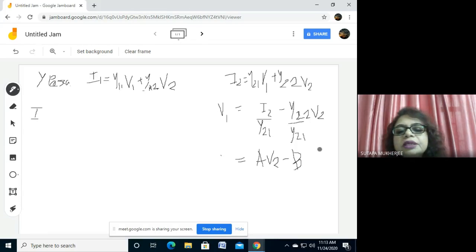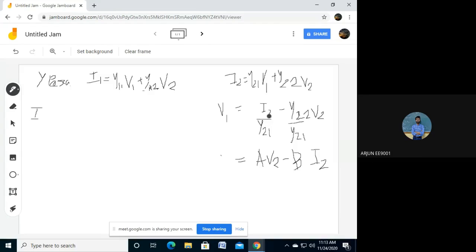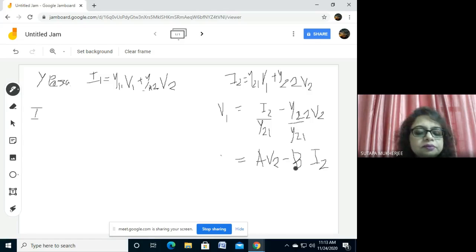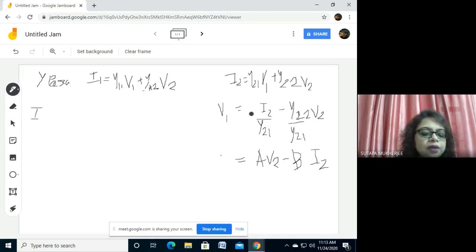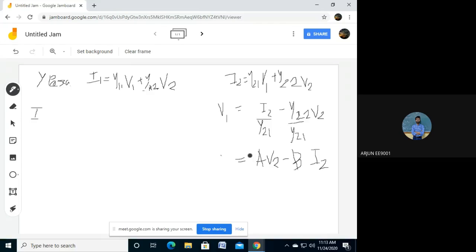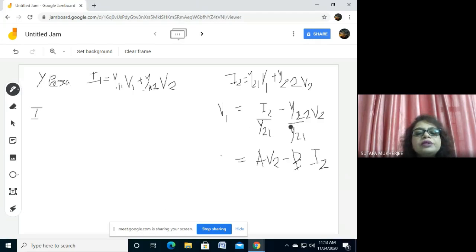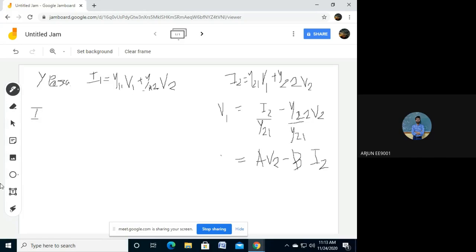Basically B of minus I2. Okay. Yes, ma'am. So what is A? Then A equal to minus Y22 by Y21. And here we get the value of B as minus 1 by Y21. By comparing these two.